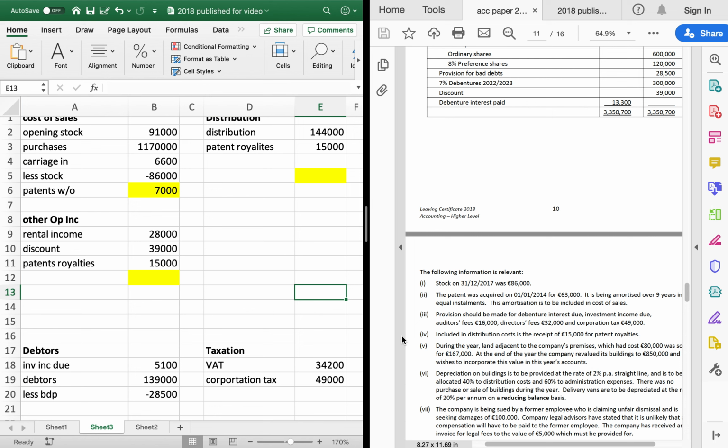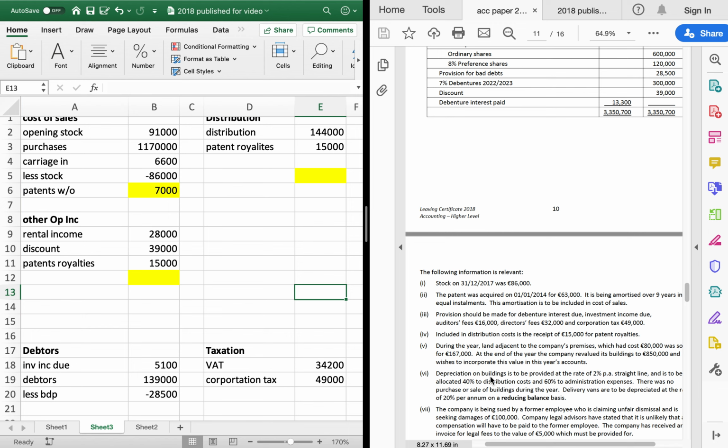During the year, land which cost 80 was sold for 167. So that's your profit on the sale of land, and it's included at 850. So don't worry too much about that. That's what sort of working is already done for you. So we have to work out the depreciation then in the next working.